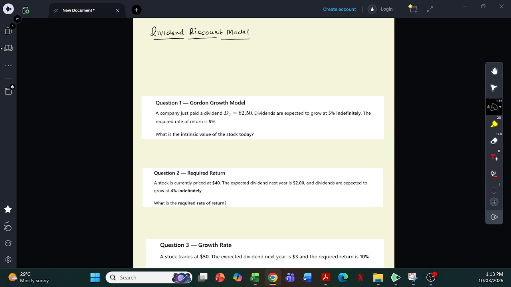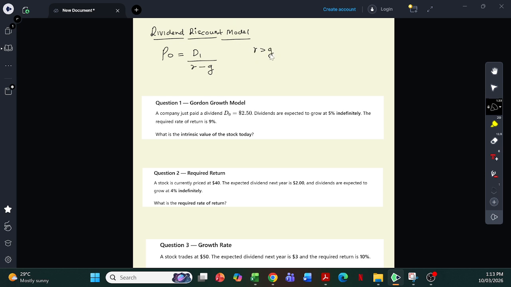Now, the Gordon growth model, which is going to be the focus of our class today, assumes that dividends grow at a constant rate forever. For that to happen, the company is assumed to be stable and mature. And also, we assume that the required return is greater than the growth rate. So, very simply, the price of a stock today is equal to the dividend paid next year divided by R minus G. For us to calculate the price today, R needs to be greater than G.